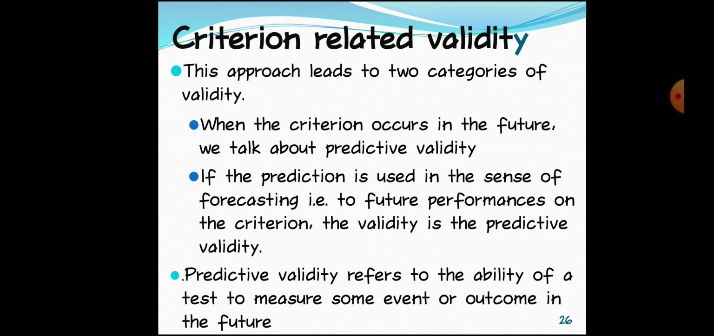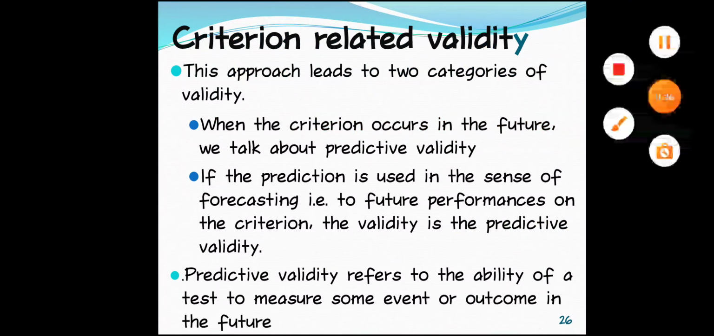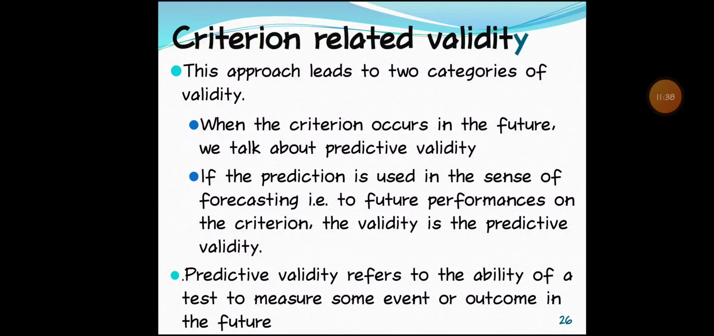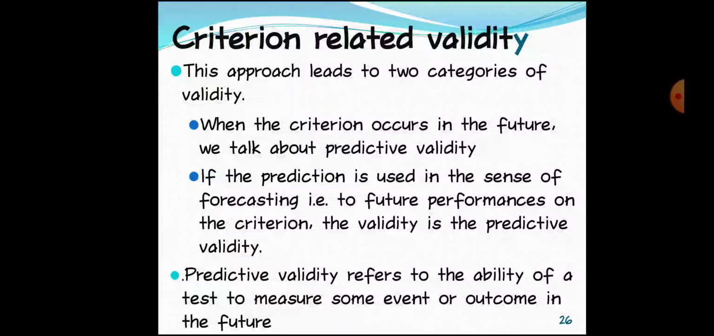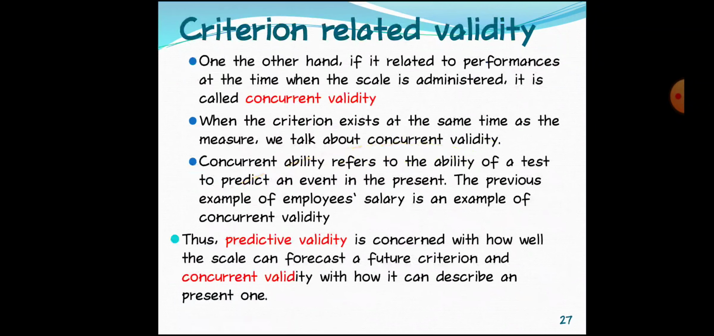When the criterion occurs in the future, we talk about predictive validity. If the prediction is used in the sense of forecasting, that is, to future performance on the criterion, the validity is predictive validity. Predictive validity refers to the ability of a test to measure some context, event, or outcome in the future.